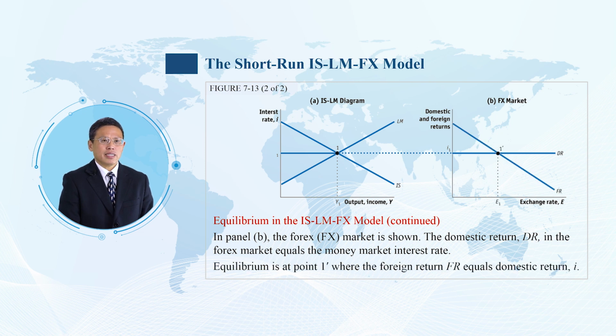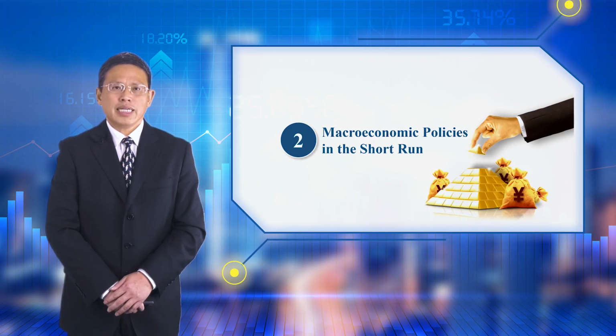The domestic return DR in the foreign exchange market equals the money market interest rate. Equilibrium is at point 1, where the foreign return FR equals domestic return I. 2. Macroeconomic policies in the IS-LM-FX model.